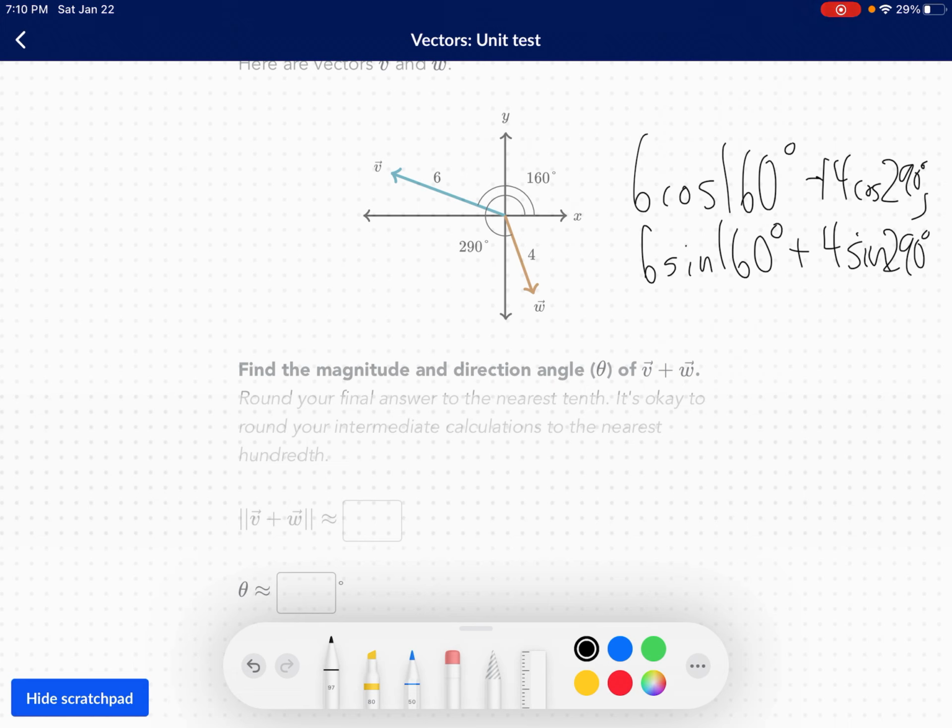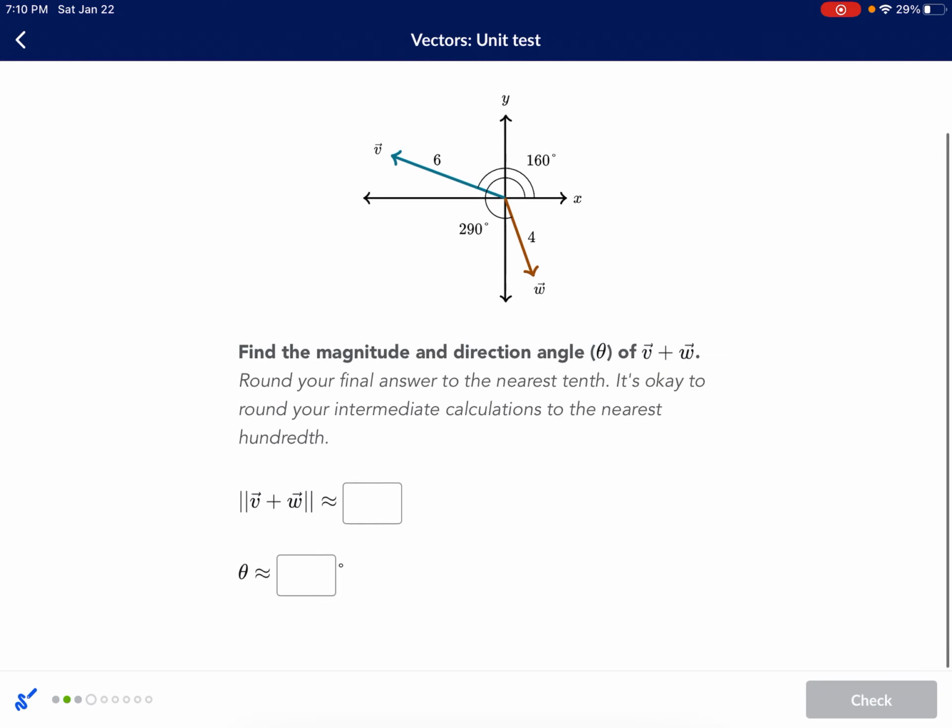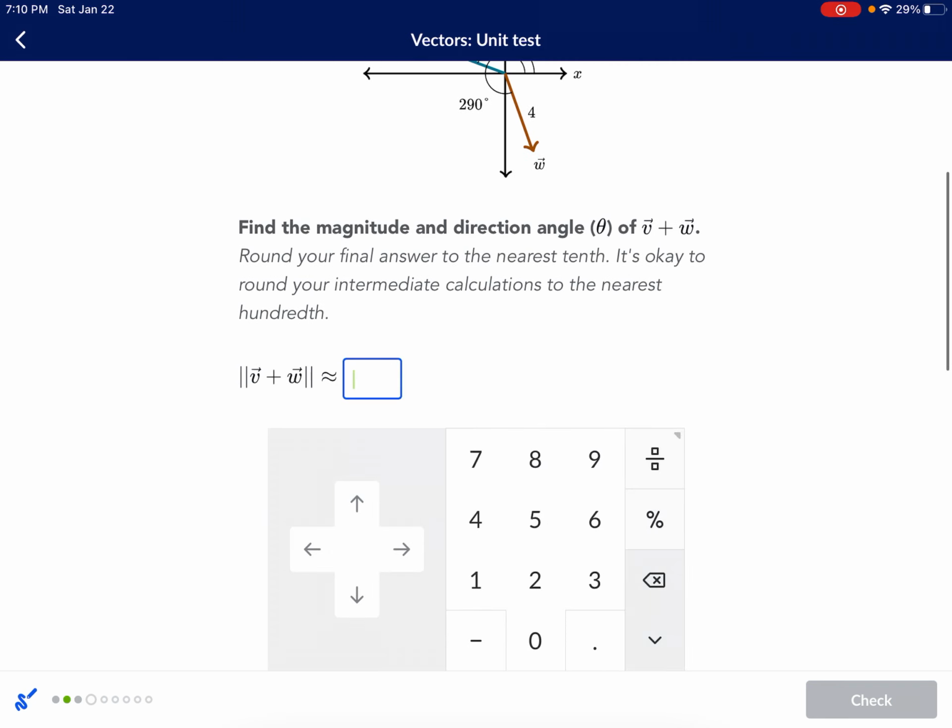And the magnitude, you square both of them, so I'll do that right now. Negative 4.27 squared, take the square root of everything. You get approximately 4.60.